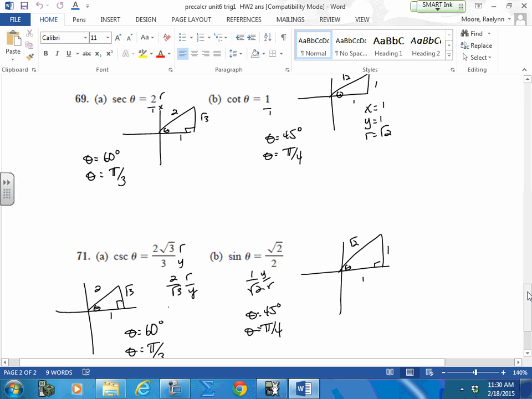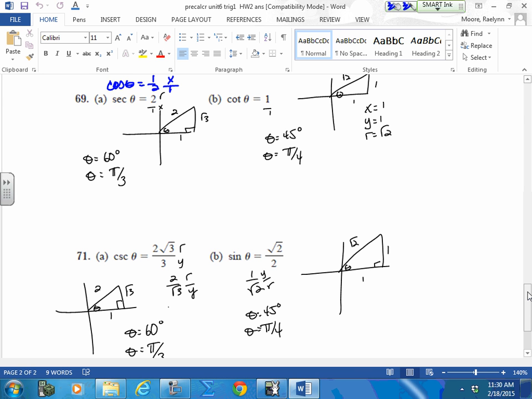Secant, again, if you want to flip this to cosine, 1 over 2, x over r. If you remember r over x, whichever one you want to set it up as, that was another special right triangle. Find the angle, divide the angle into 180, flip it to radians. Cotangent and a tangent are the exact same. And when it's 1, that means your sides are the same, right? 45, 45.